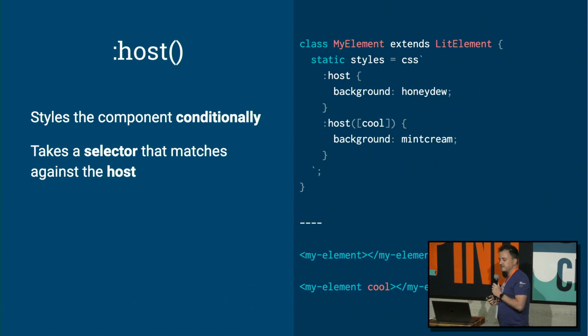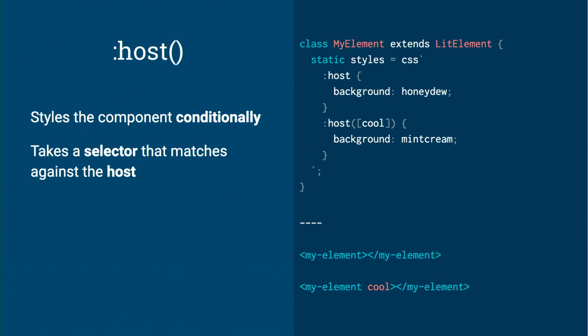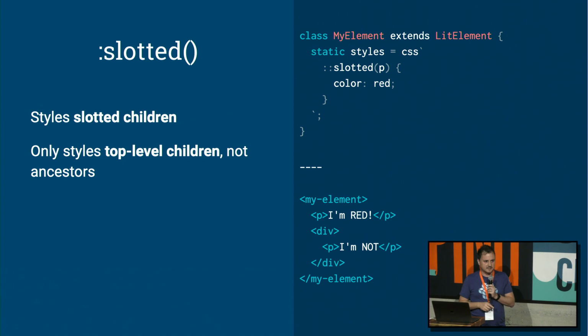The next interesting selector here is the host selector with the parentheses, the function form. So this styles the host element conditionally. And inside of the parentheses goes another simple selector that matches against the host. So here in this example, we have two host selectors. One is the normal host selector I showed on the last slide, and the next one is going to select against the host only when it has this cool attribute. So you can see we have a sub-selector in there, which is the attribute selector. And so this means that whenever you add the cool attribute to the component, its background is going to be mint cream.